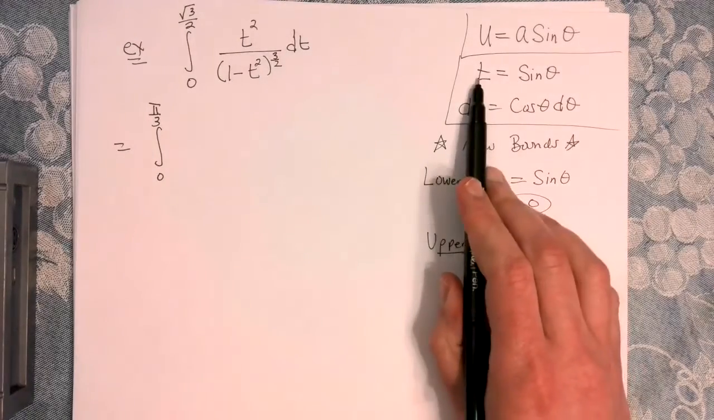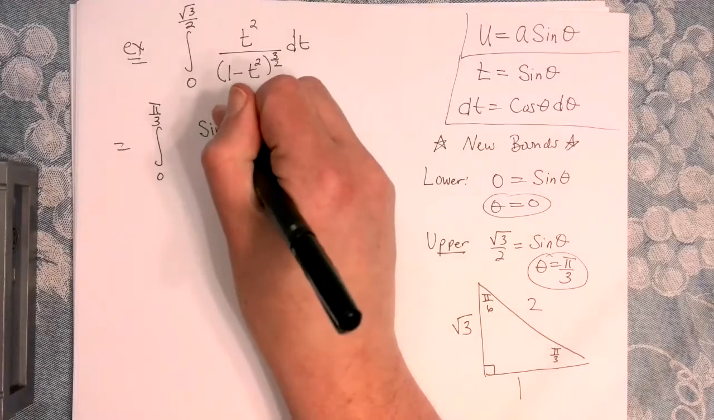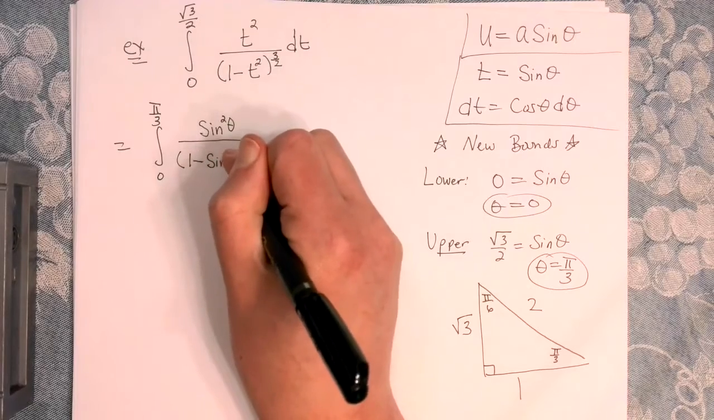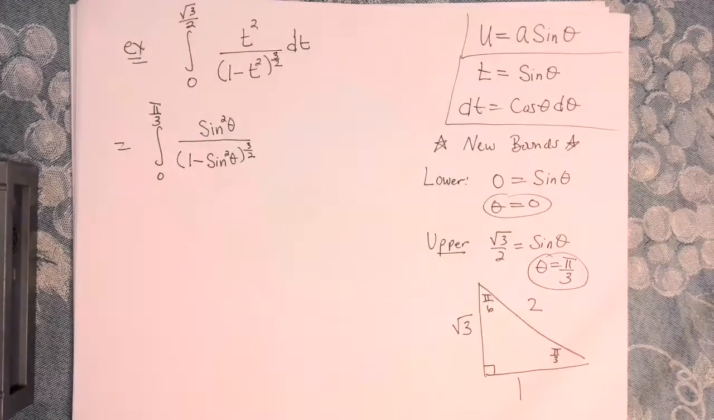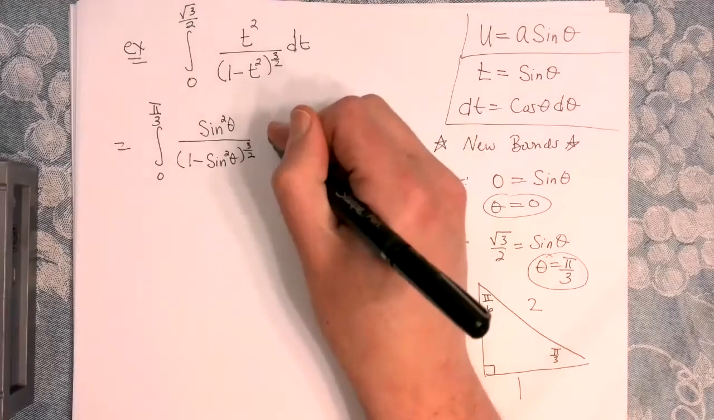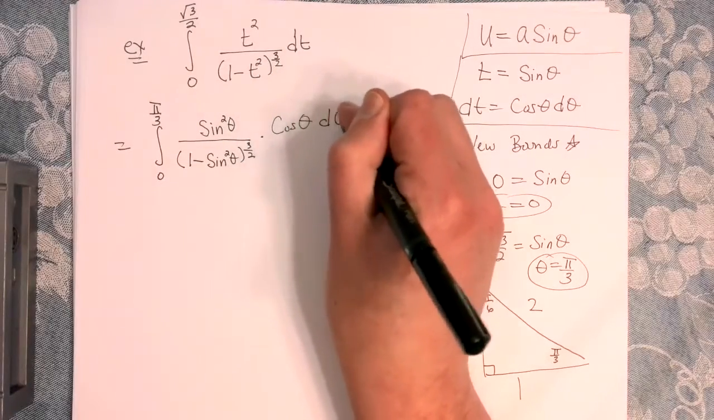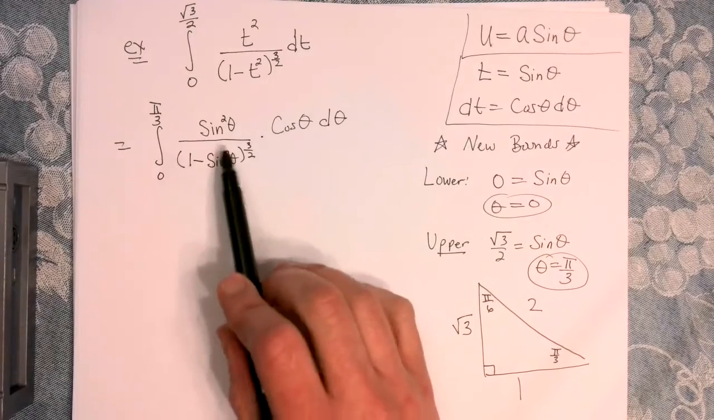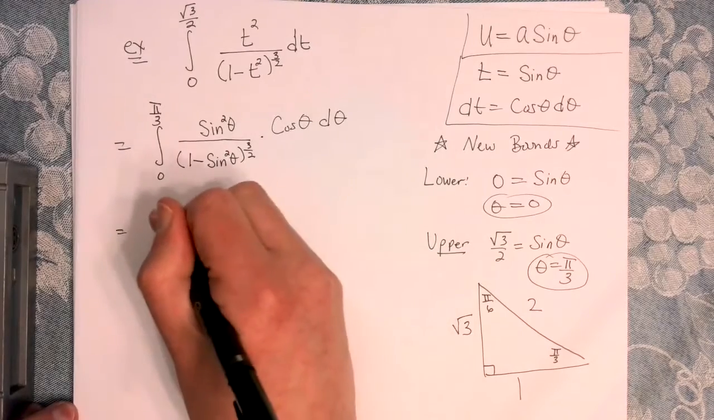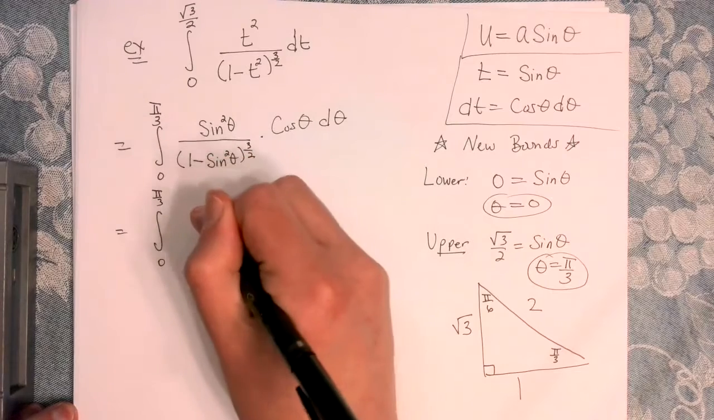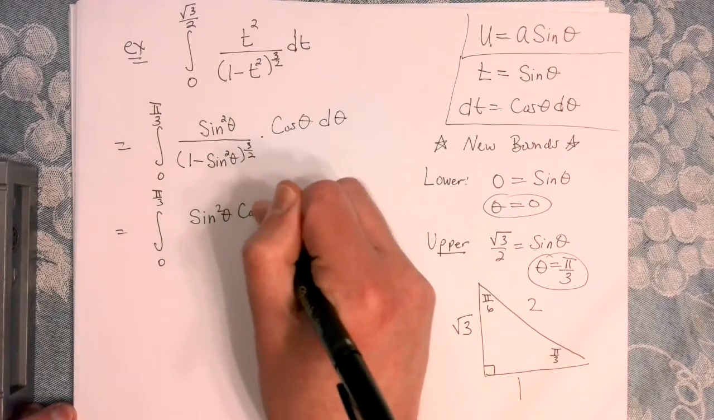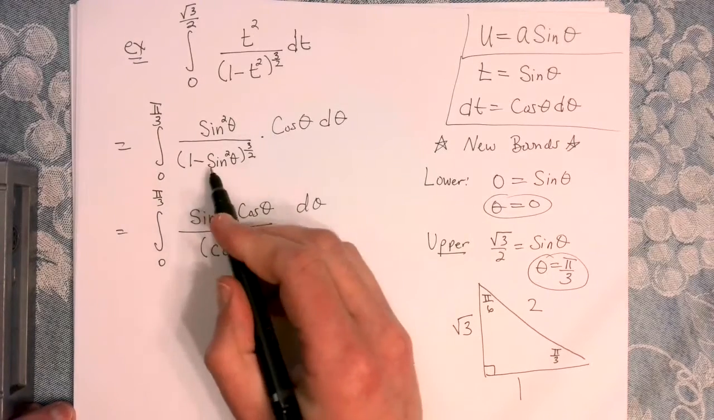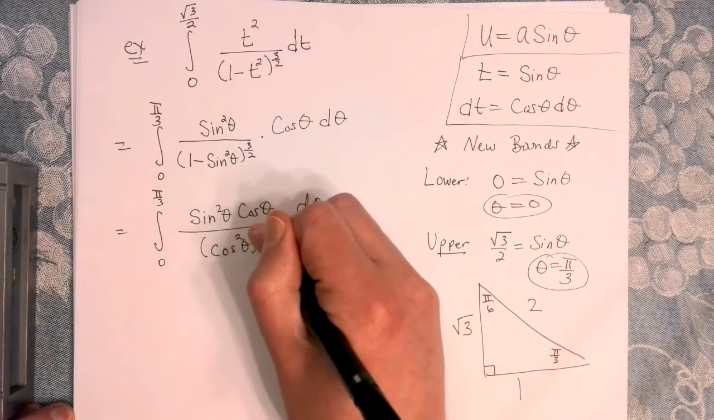Okay, we need t squared. Well, t squared would be sine squared of theta. Down here, I've got 1 minus sine squared of theta to the 3 halves power. And then dt, we said dt was equal to cosine of theta d theta. So our next move is to use a Pythagorean identity here. If I do that, 1 minus sine squared of theta is cosine squared of theta, to the 3 halves.